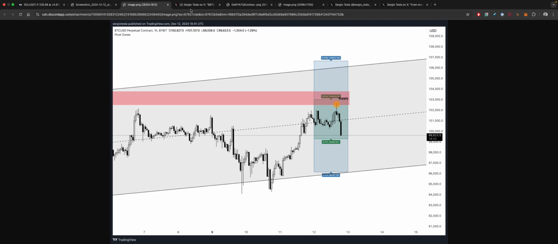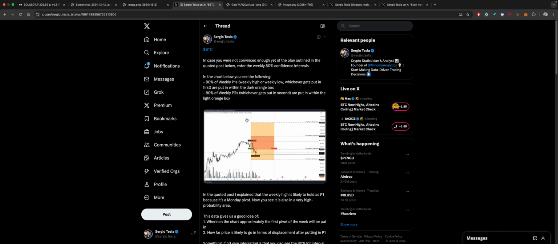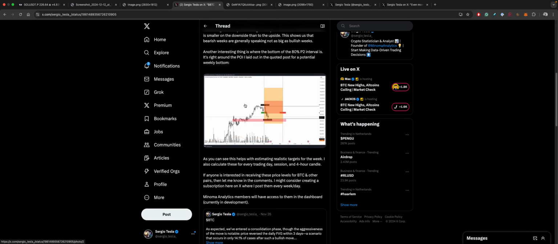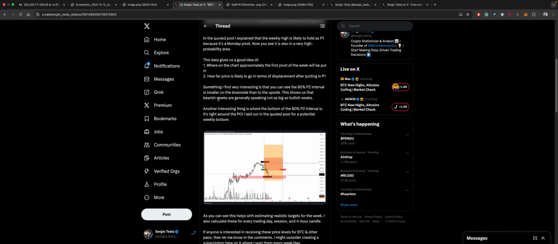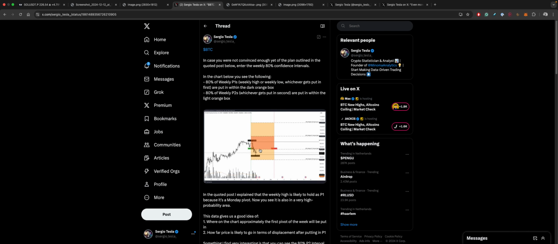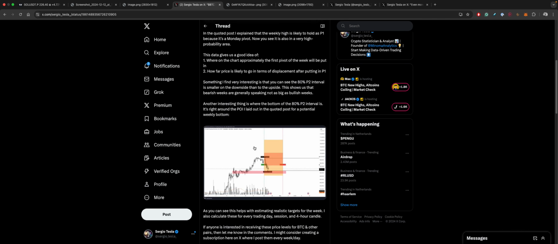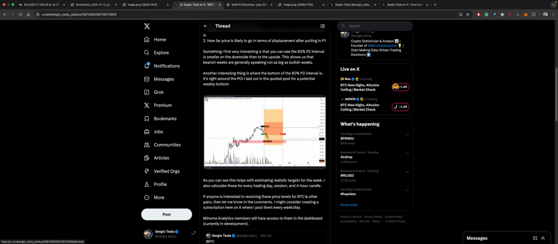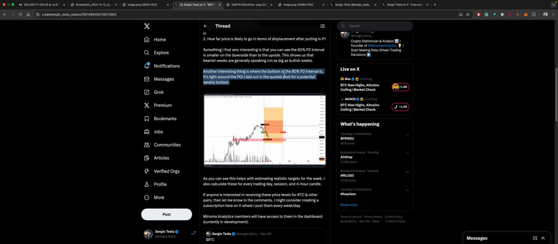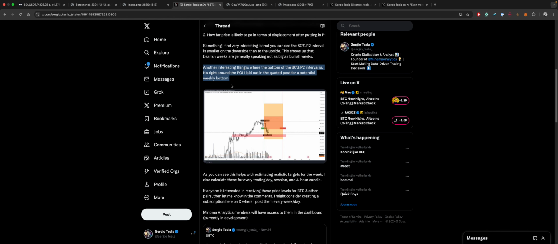So that's one example. The next example I want to show you, you'll see it's not just all hindsight. In this post here, I pretty much was saying this was the first retracement we've had on Bitcoin in a while. And the most important part is here. Another interesting thing is where the bottom of the 80% P2 interval is. It's right around the point of interest I laid out in the quoted post for a potential weekly bottom.